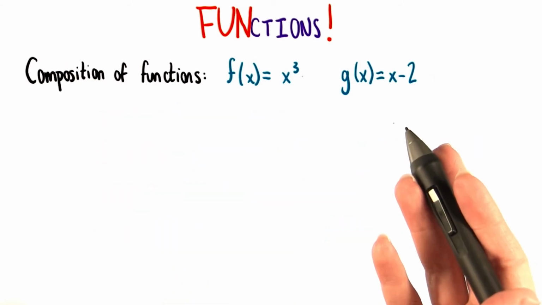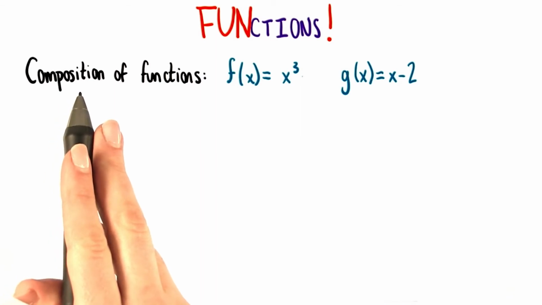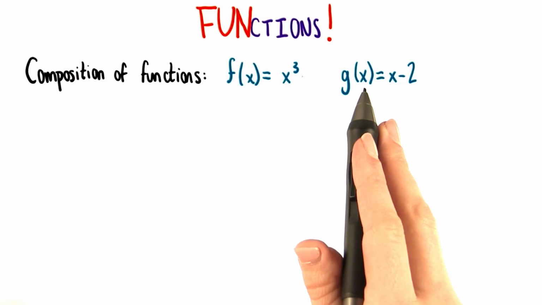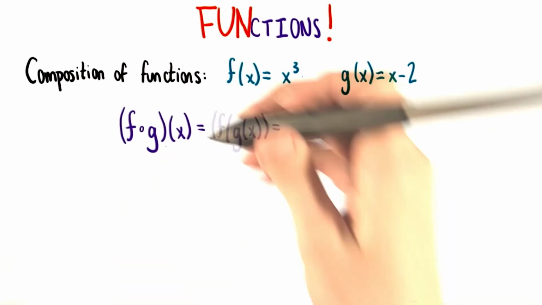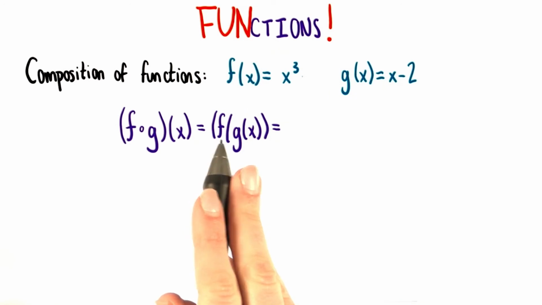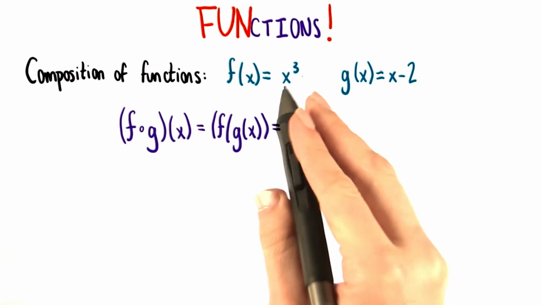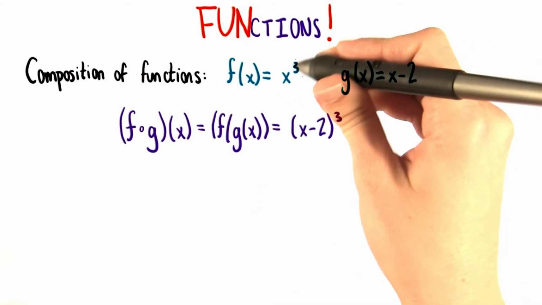The other important concept that we introduced in this lesson was the idea of compositions of functions. This means using the output of one function as the input for another function. If we want f composed with g of x, that's the same as asking for f of g of x, which means that we use the output of g as the input of f. In this case, that would give us x minus 2 cubed.